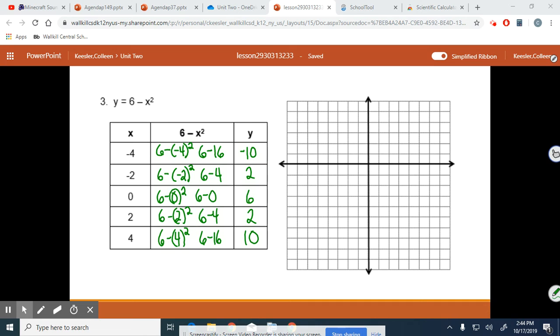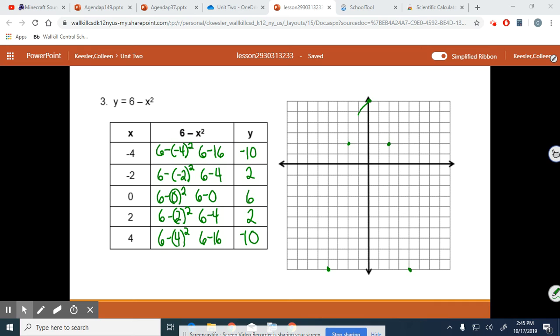So let's see what happens here when we graph it. -10 rather, not +10. So we start with -4, -10, which is left 4 and down 10, all the way at the bottom here. Then -2, 2, which is left 2 and up 2. 0, 6, stay at the origin, go up 6, which is our y-intercept. 2, 2, go right 2 and up 2. And then 4, -10 is right 4 and down 10, all the way at the bottom again.